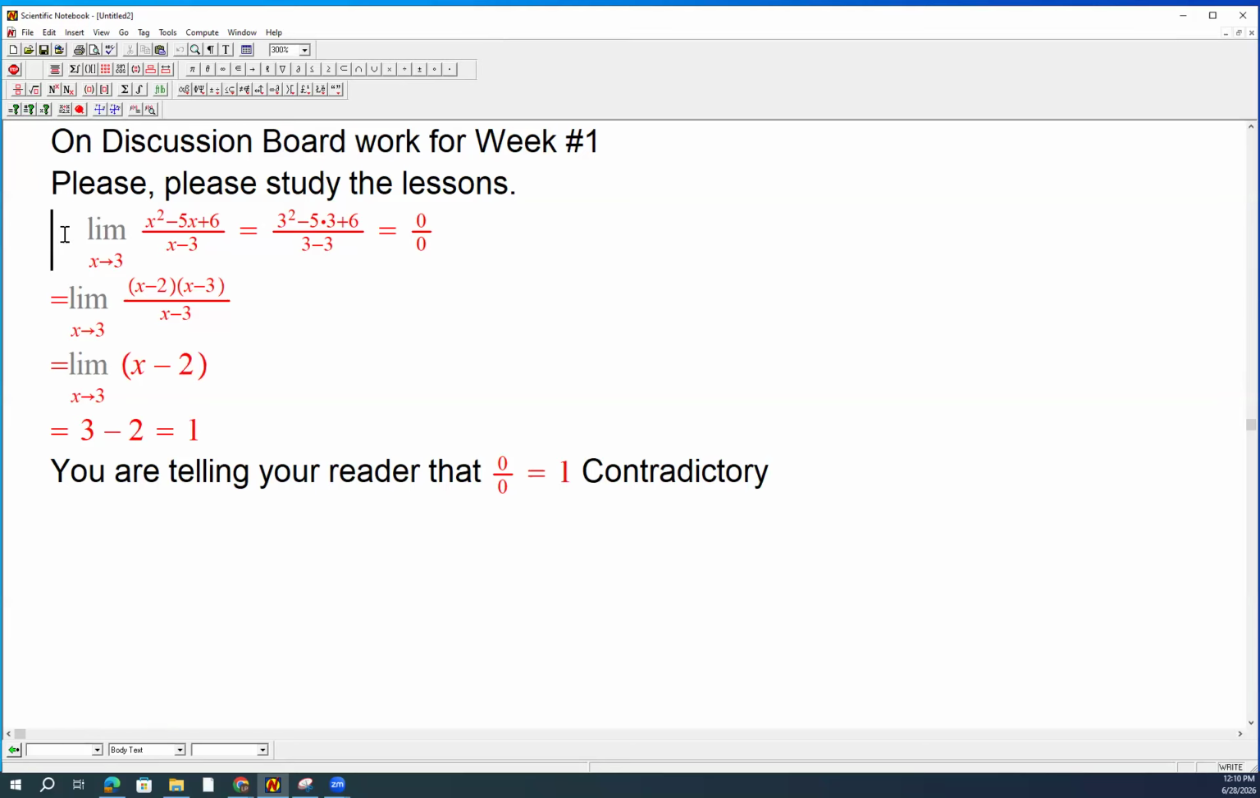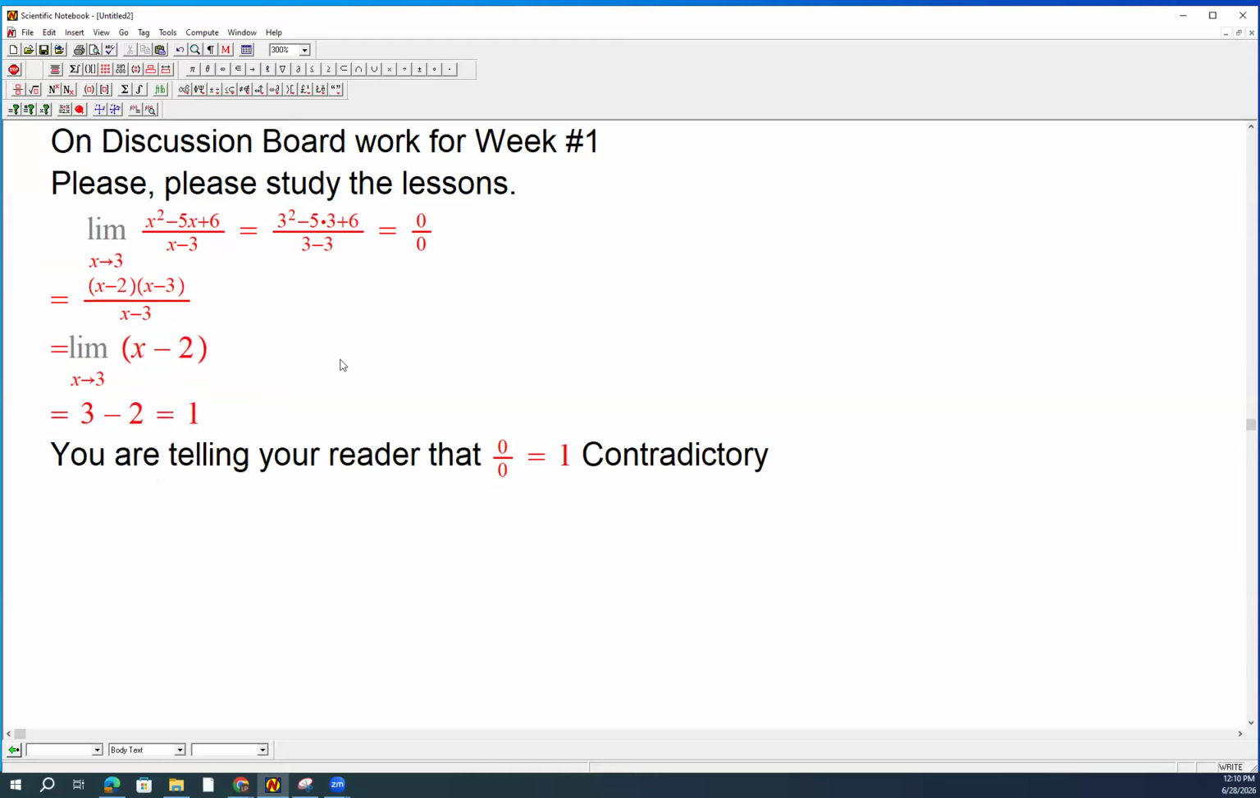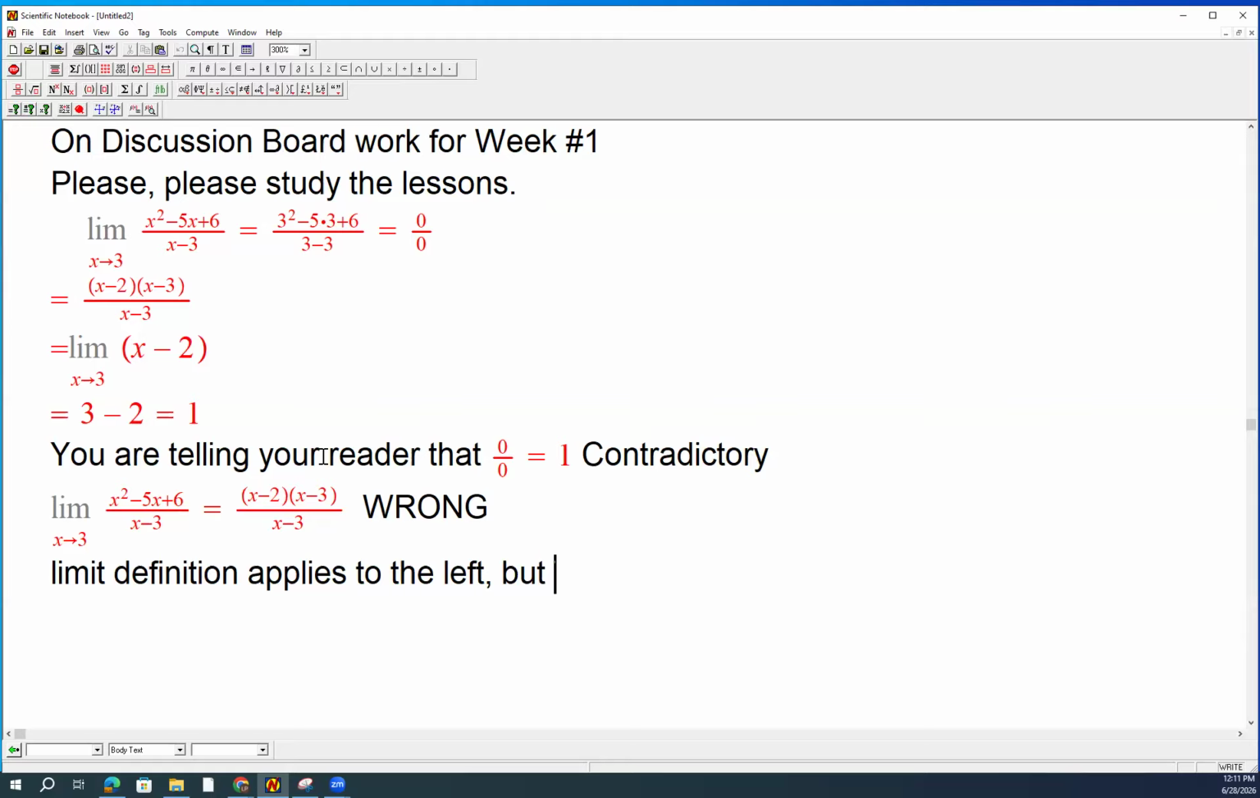You are presenting work that is contradictory to each other. Other mistakes include, and they're all indicated in your individual feedback, some people missing the limit. For example, this expression, if you're missing the limit sign here, they're not equal. This is wrong. Why is it wrong? Because when you see the left-hand side, the limit definition applies to the left, but not to the right. The expression on the left has a completely different meaning from the expression on the right. So the consequence of missing that limit is serious.